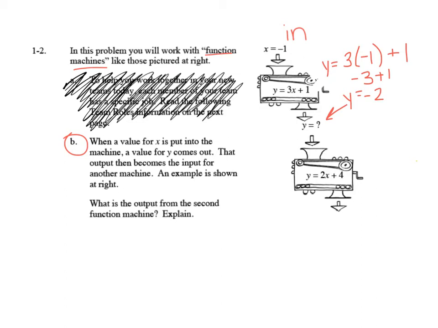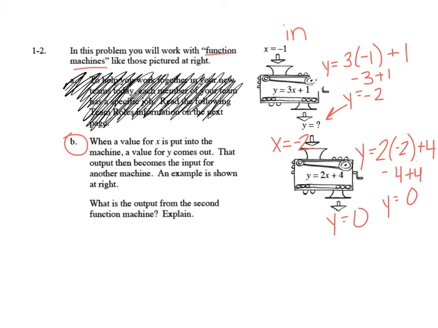So then, when you have a stack like this, y turns into the x for your next input. So be careful. It turns into your x for your next input. So then I'll take y equals 2 times -2 plus 4. So 2 times -2 is -4 plus 4. Well, that ends up being 0. So my final output will be 0.